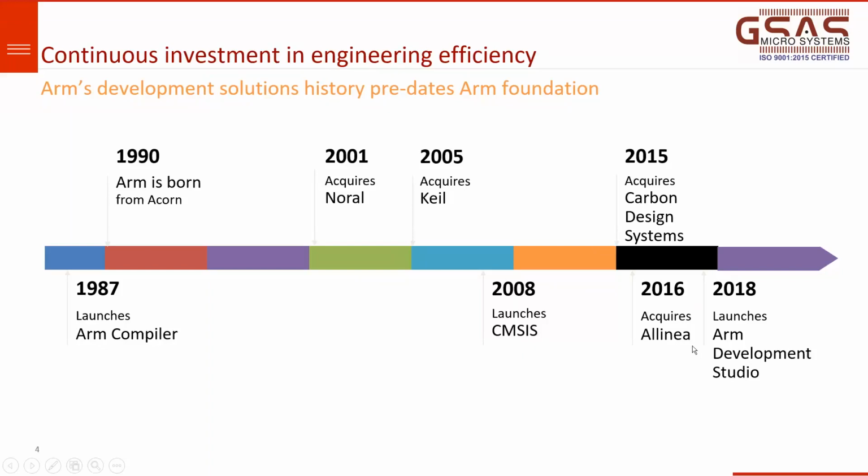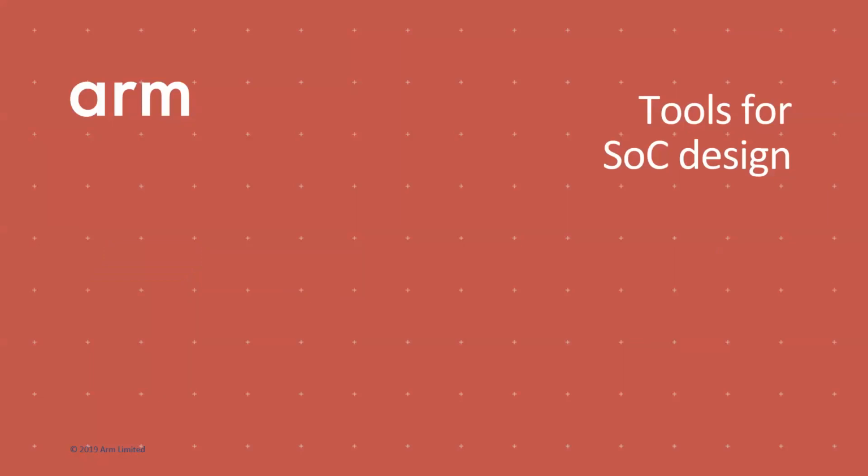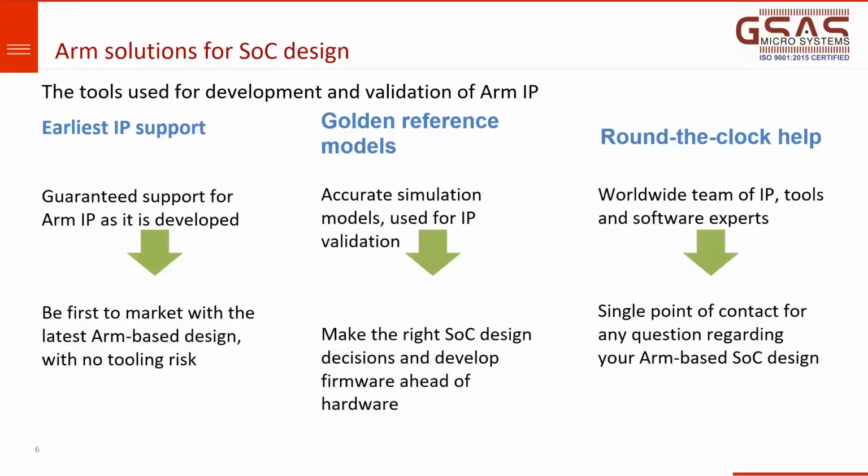And 2016 is DS-5 Studio, this is for mobile applications, and 2018 was where ARM Development Studio was launched. So we are talking about ARM Development Studio in these slides. This is for tools for SOC design. SOC means the entire system goes into a single chip itself. Designing an SOC takes a lot of time and effort because many of the blocks and components have to go into a single chip.